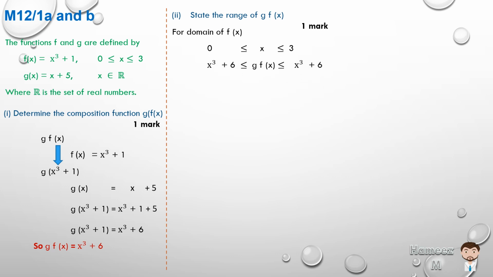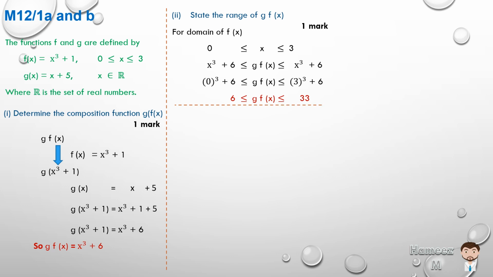0 cubed plus 6 is less than or equal to g f of x, which is less than or equal to 3 cubed plus 6. Because let's recall in part 1, we got the composite function to be x cubed plus 6. And 0 cubed is 0 plus 6 is 6. So 6 is less than or equal to g f of x. And 3 cubed, it's 27. 3 times 3 is 9. 9 times 3 is 27, plus 6 is 33. So that means the range of the composite function g f of x is from 6, which is less than or equal to g f of x, up to 33.